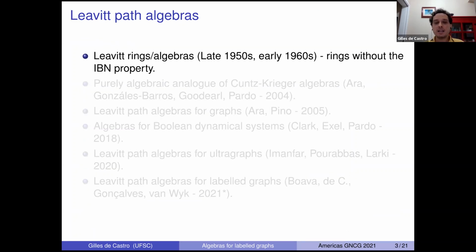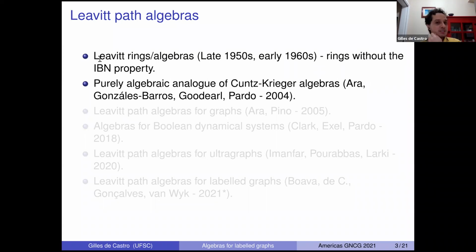And then in the pre-algebraic setting, you can go a little bit before the works of Cuntz, to the works of Leavitt. So in a sense, the algebraic version of Cuntz algebras already appeared before the works of Cuntz, in the works of Leavitt. And he was interested in rings which do not satisfy the IBN property. IBN stands for invariant basis number, which basically means that if the ring satisfies the property, all modules have a well-defined dimension because all bases have the same number of elements. But if it does not satisfy it, then you say you don't have the IBN property. And Leavitt was interested in this kind of ring, so he studied the structure of these rings.